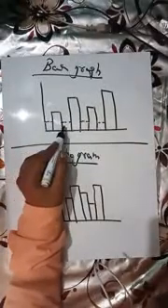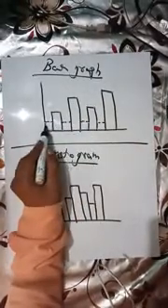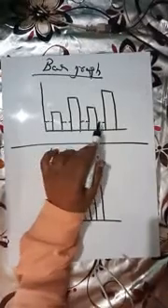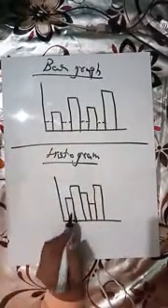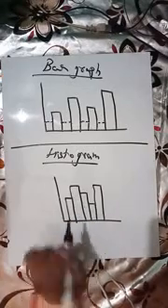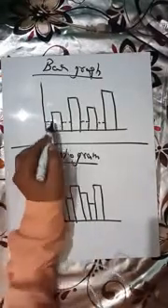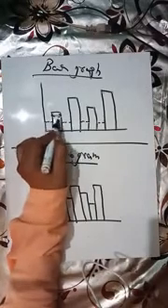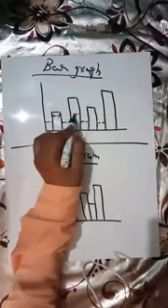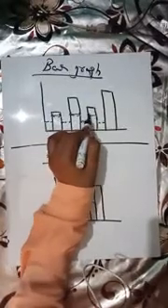And these gaps are the same. If this is 1 centimeter, this is also 1 centimeter, and this is also 1 centimeter. In the histogram, there are no gaps. You can see there is no gap. Second thing, if the width of this is 2 centimeter, this will also be 2 centimeter, and this will also be 2 centimeter.